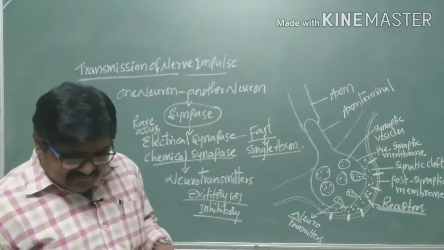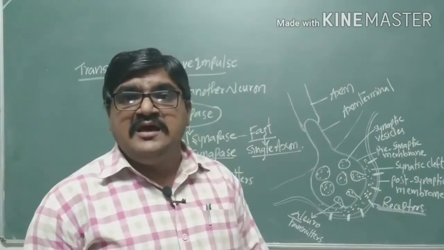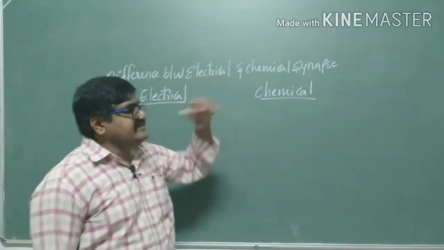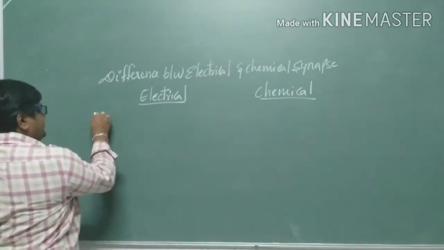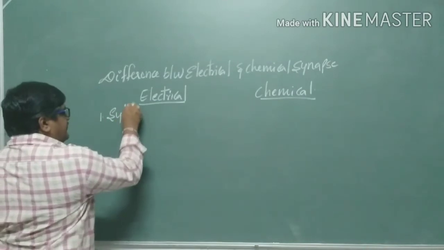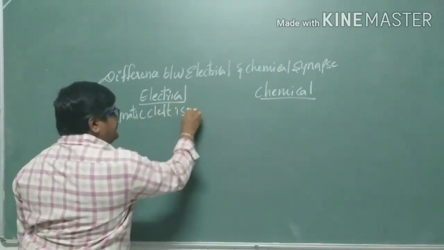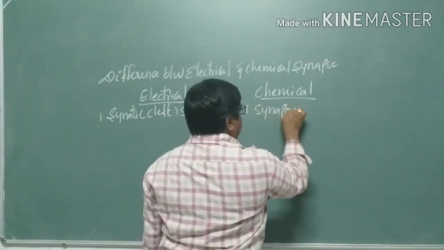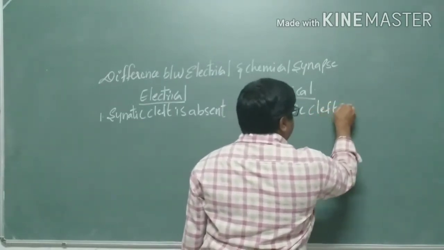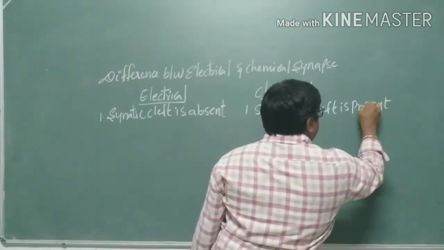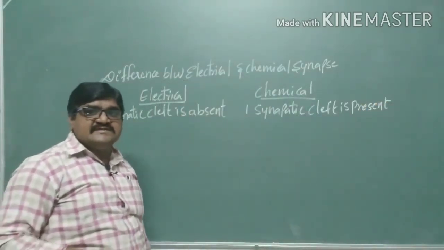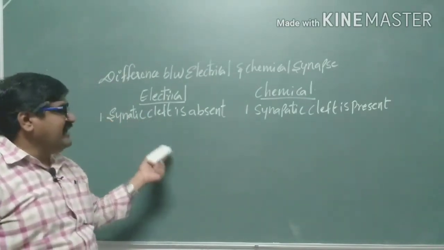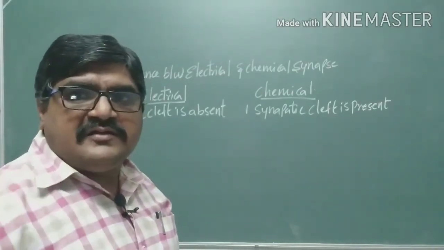Now coming to the difference between the electrical synapse as well as the chemical synapse. First, in the electrical synapse, the synaptic cleft is absent, and in the chemical synapse, the synaptic cleft is present. Here the synaptic cleft is present between the presynaptic membrane and the postsynaptic membrane, but in the electrical synapse, the synaptic cleft is absent.